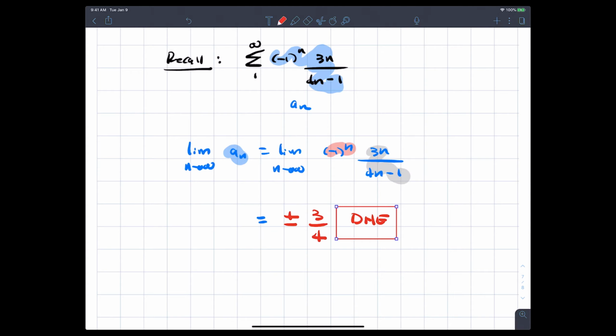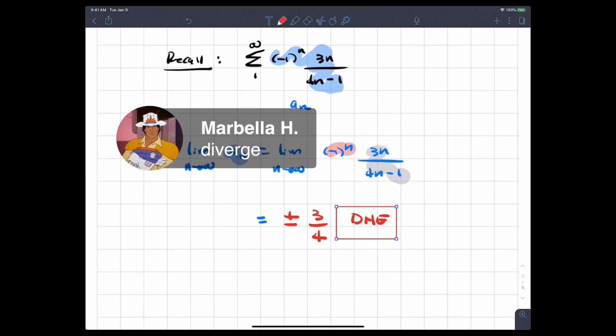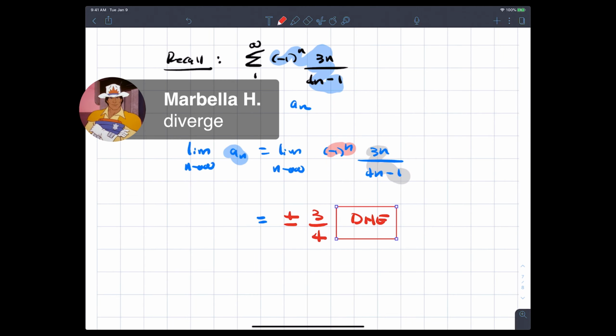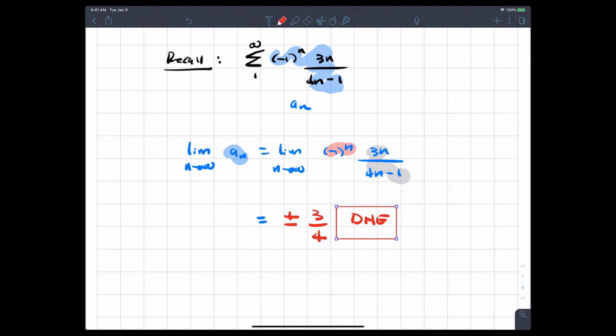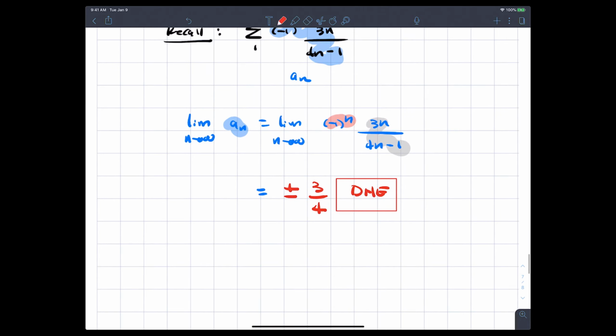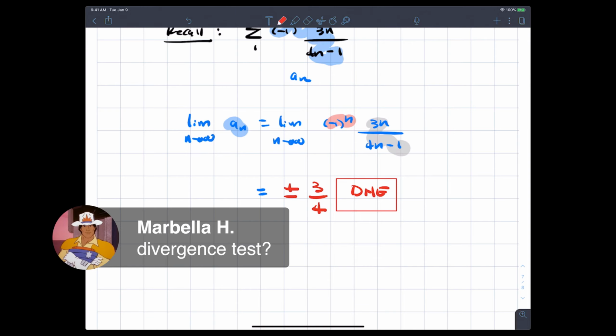Now, remember, we can't guess. So, it diverges, but we can't guess. If you just put diverges, I have to mark it wrong. Because I'm going to put on the test, justify your answer. So you got to justify that. Why does it diverge? What's the justification? What am I looking for? Yes, absolutely. Here we go. We're looking for that statement. This diverges by the divergence test.